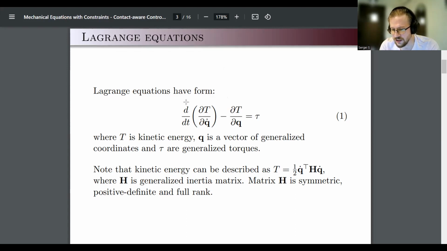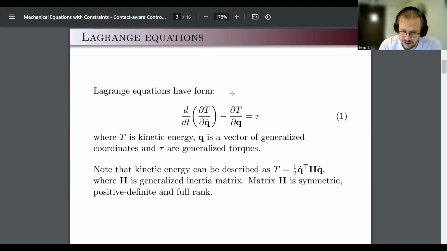What is written here is that a time derivative of the partial derivative of kinetic energy with respect to generalized velocities, minus the partial derivative of kinetic energy with respect to generalized coordinates, is equal to generalized forces. If you saw it for the first time, it would look random. You would wonder what is going on and why. But there are good reasons why this is true.